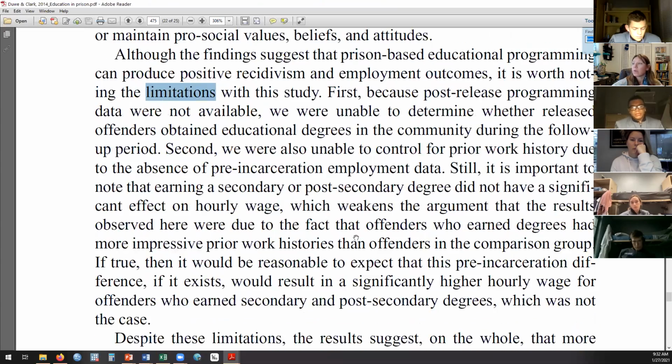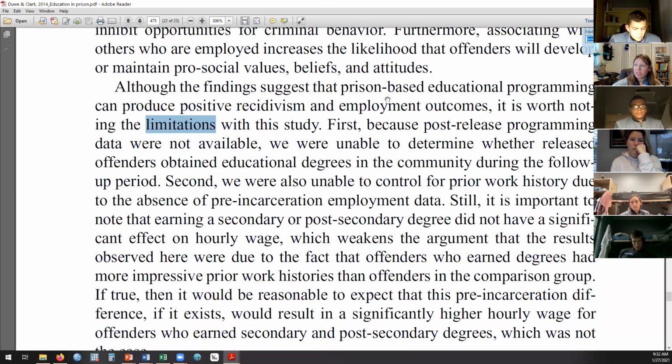So, although the findings suggest that prison-based education programming can produce positive recidivism and employment outcomes, it is worth noting the limitations within the study. So here, Grant and Valerie are about to tell us the problems with their study. So for our purposes, as long as you can list at least one limitation, I'm happy. But I also want you to be listing a limitation that you understand.